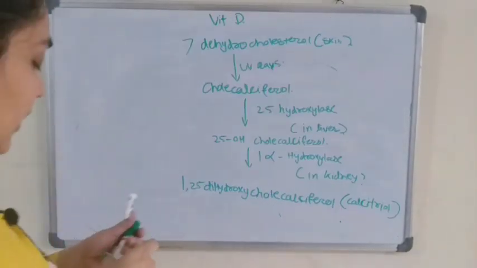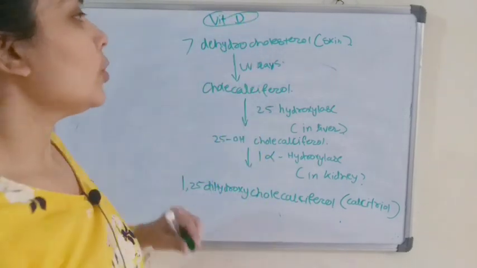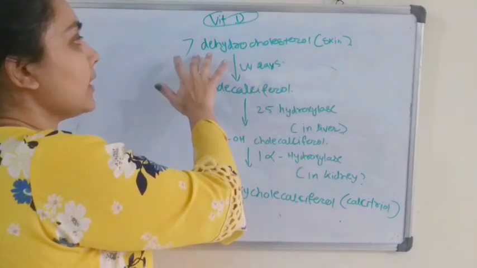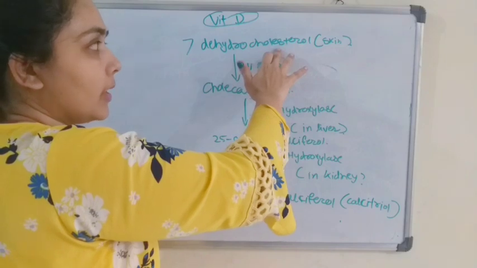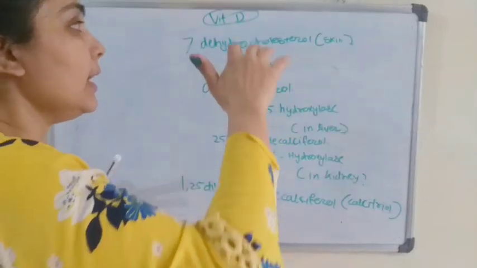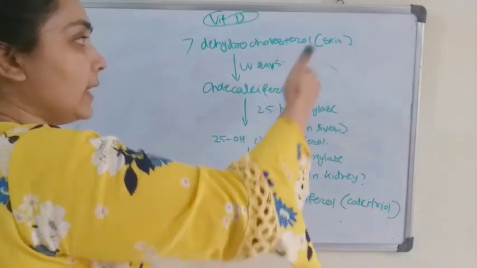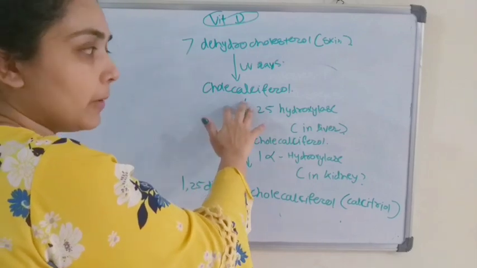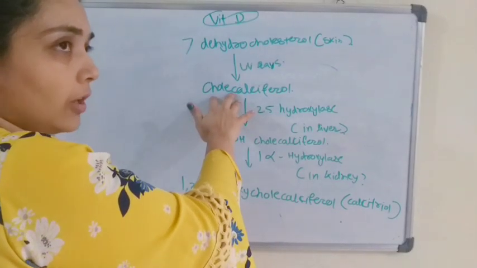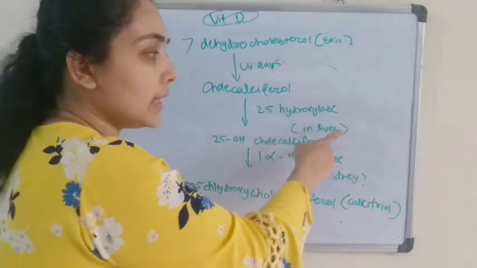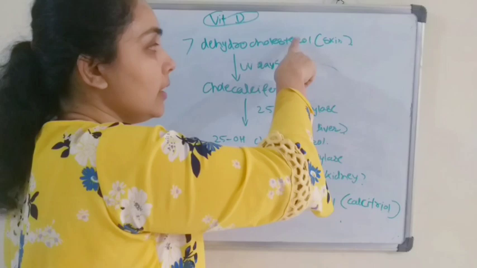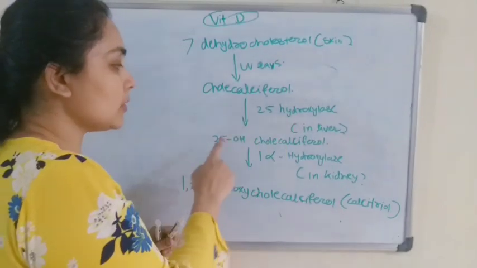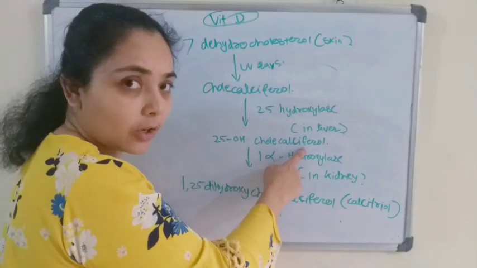Now let us discuss the synthesis of vitamin D from cholesterol. Cholesterol is present in the skin in the form of 7-dehydrocholesterol. Yeah, in this form it is present within skin, which is activated by UV rays, or in the presence of UV rays it will convert to cholecalciferol. Now this cholecalciferol is acted upon by 25 hydroxylase in the liver. First it is in the skin, then cholecalciferol in the liver. So it is acted upon by this enzyme, and it will convert to 25 hydroxycholecalciferol.